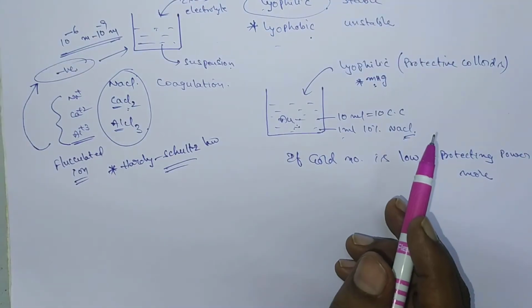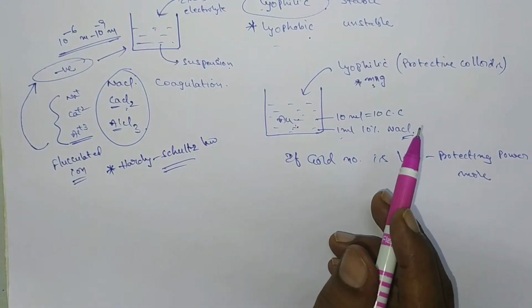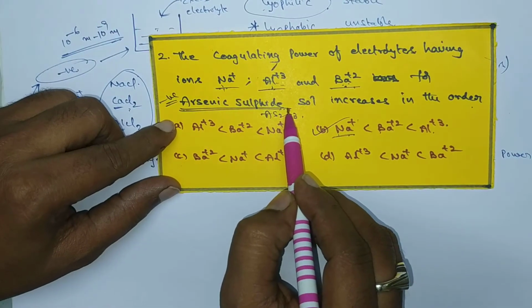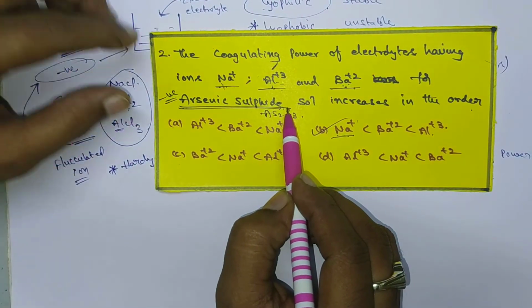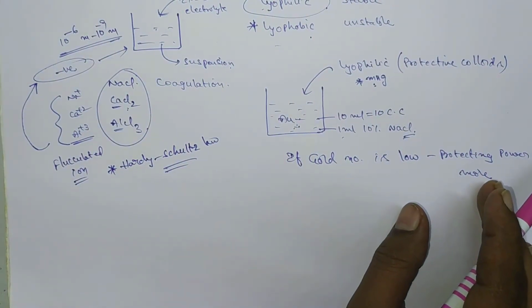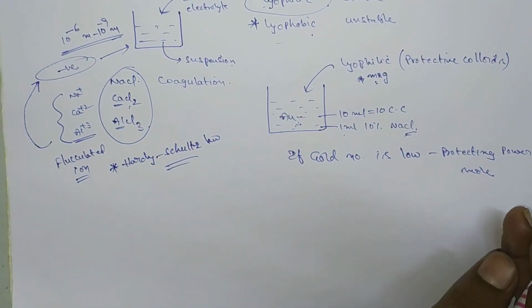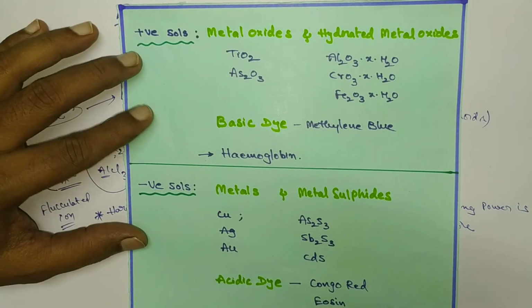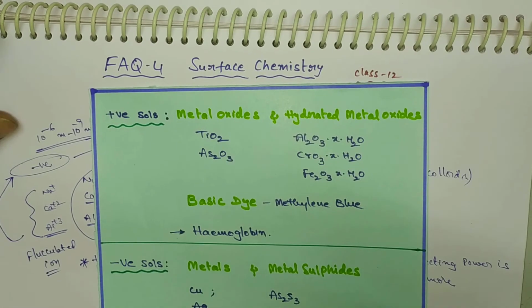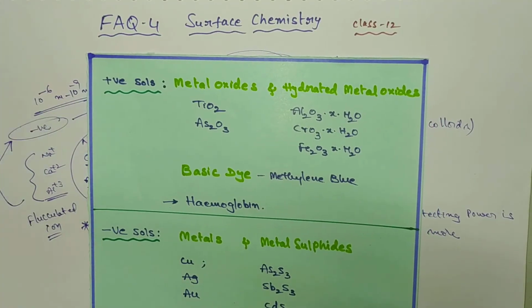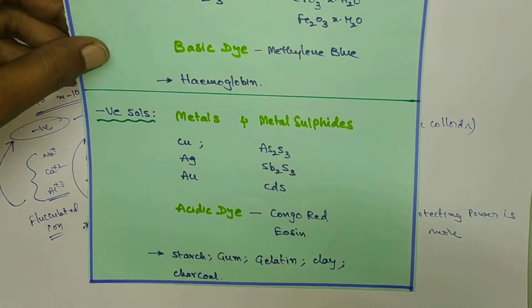Okay, and next one. Here you have to remember whether a colloid is negative colloid or positive colloid. I am giving you a small trick to remember the positive colloids and negative colloids simply. Just take a screenshot here. First take a screenshot of positive colloids, and next one negative colloids.